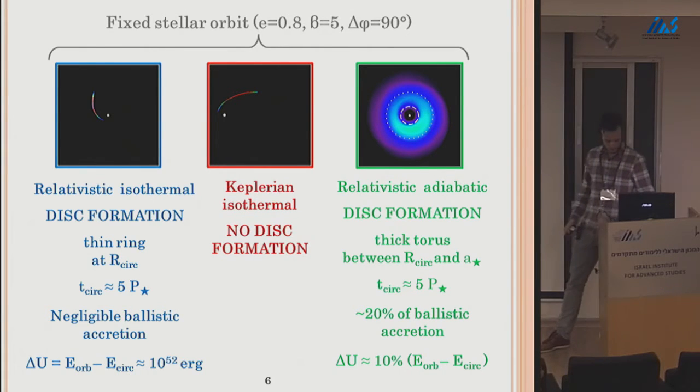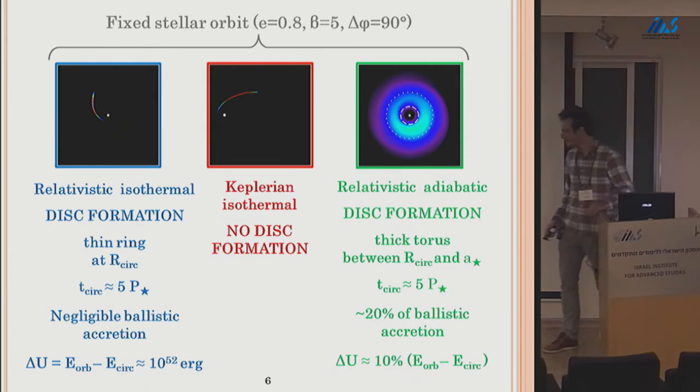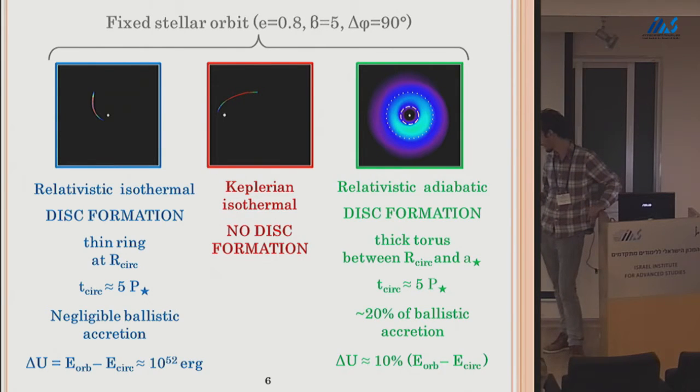Just one quick question. Does your pseudo-Newtonian potential have the right ISCO for measuring ballistic accretion? We are fixing the ISCO at the... Oh, you're just putting it in. 6 RJ.